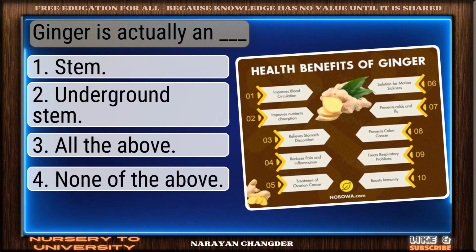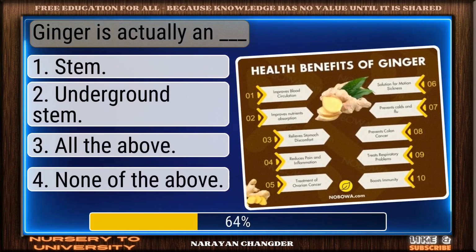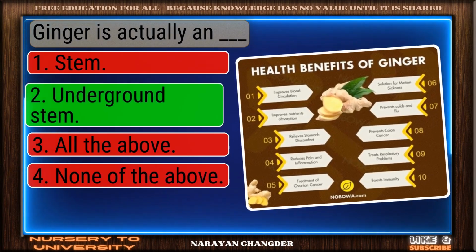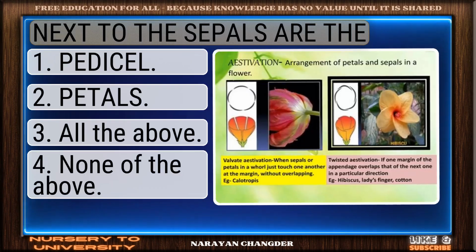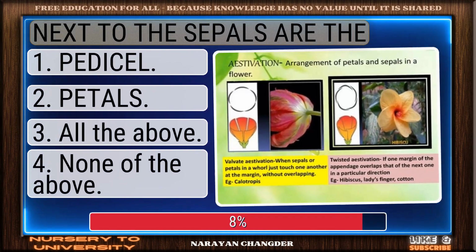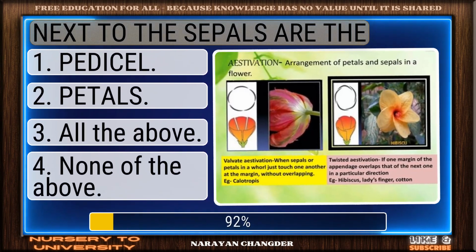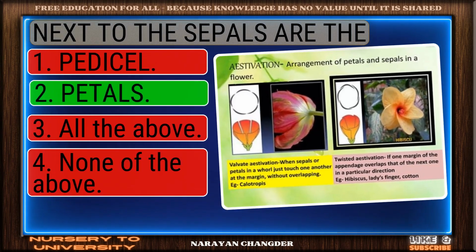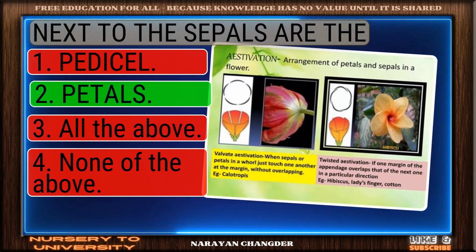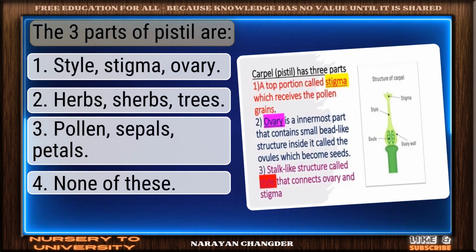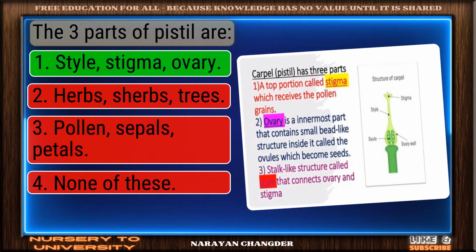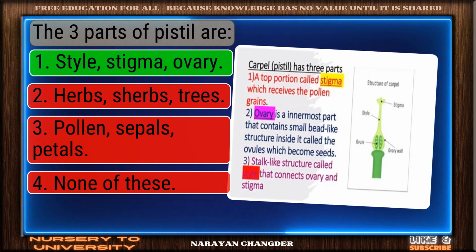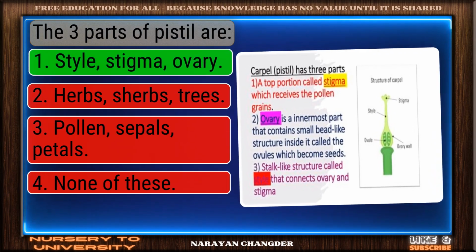Ginger is actually an dash. On track. Underground stem is the correct answer. Next to the sepals are the... Nice selection. Petals is the correct and valid answer. The 3 parts of pistil are... Excellent. Style, stigma, ovary is a brilliant choice.